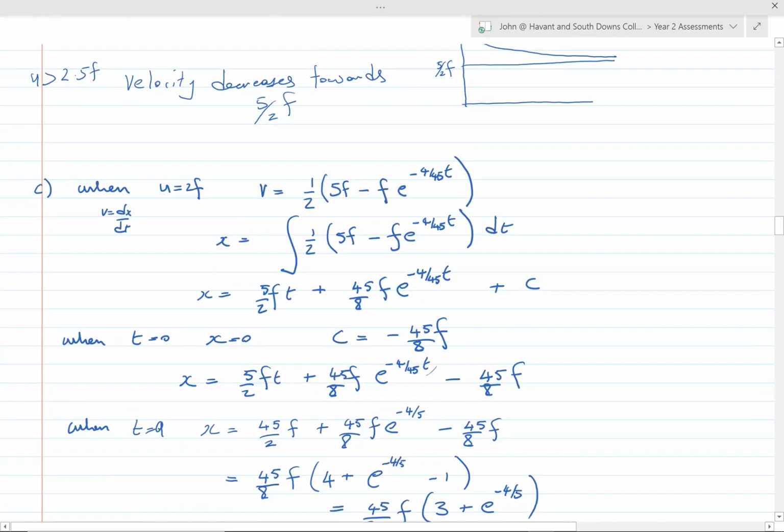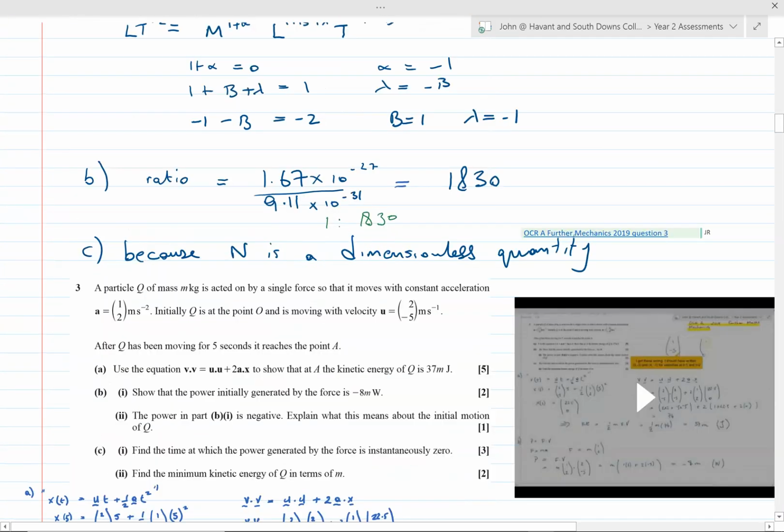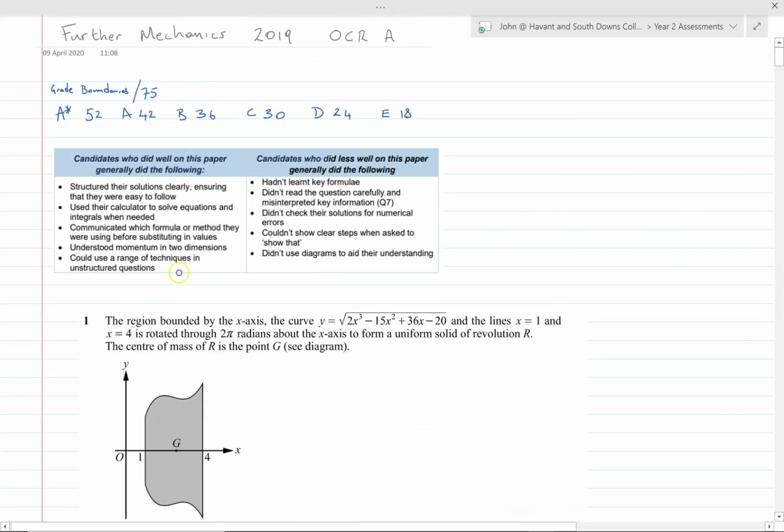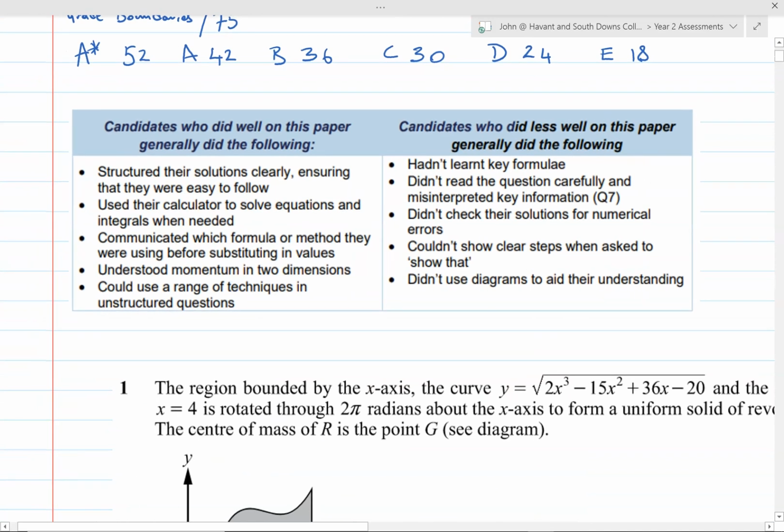So let's go generally back to the start again. General advice that the examiners give: structure questions clearly, ensuring that they are easy to follow. So tell the people that you're doing F equals MA. Tell them that you're resolving vertically. It takes no time at all to do these things.